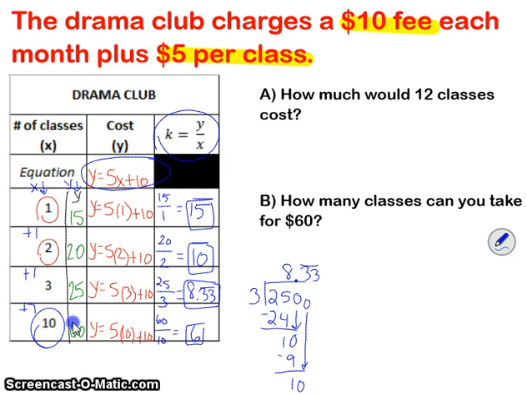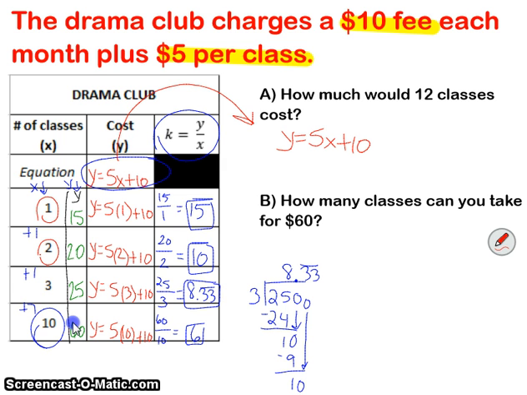So the first question says, how much would 12 classes cost? So I still need to use this equation that I found at the very beginning in order to solve for 12 classes. Because remember, my x value is my 12 classes. My x value is trying to tell me how many classes am I going to take and how much are those going to cost. So let's write our equation. Y is equal to 5x plus 10.